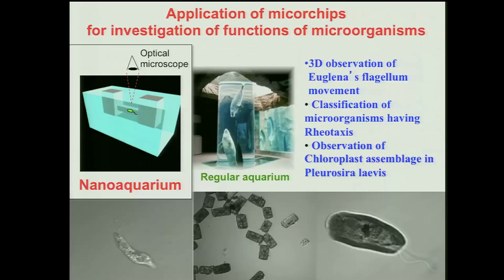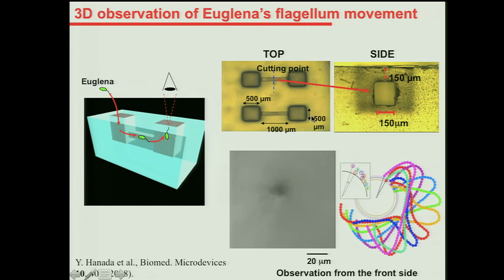Furthermore, by using this nanoaquarium, we succeeded in observing the flagellum motion from the front side, as shown in this movie. This is a slow motion video, and you can clearly observe the motion of the flagellum. And in fact, this is the first time that such an image has been taken. As a result, the nanoaquarium enabled us to three-dimensionally analyze the very rapid motion of the flagellum of Euglena.